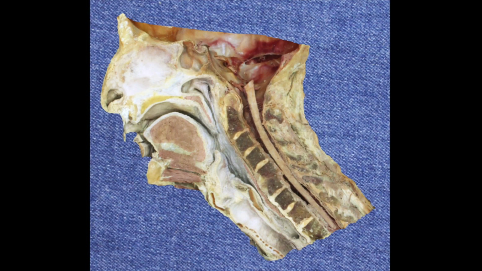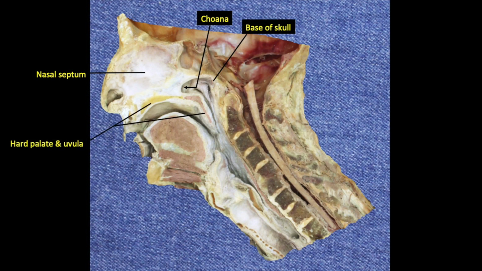Previously, we dissected the nasal cavity and mentioned that the choana leads to the nasopharynx. Let's label a few structures now to get oriented. We again see the nasal septum, the choana, the posterior opening of the nasal cavity into the nasopharynx, the base of the skull, formed by the body of the sphenoid bone. And remember what is located there? The pharyngeal tonsils. Finally, we label the hard palate and the uvula.